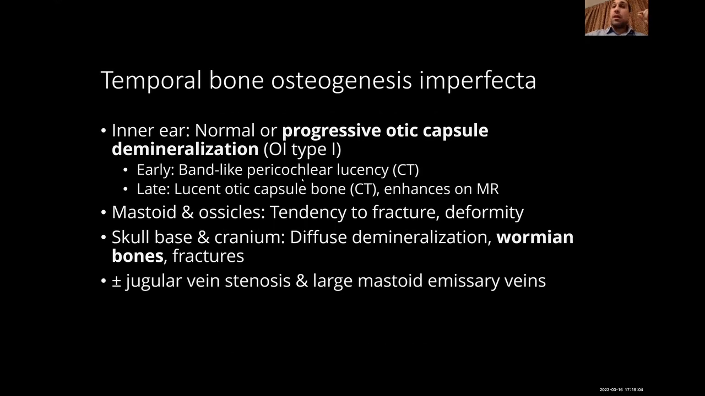And this is one of the problems, the hearing loss of osteogenesis imperfecta. And the reasons: inner ear, it is normal progressive otic capsule demineralization, early band-like pericochlear lucency, and delayed lucent otic capsule bone, and which enhance on MRI. The ossicles and the mastoid air cells, there are tendencies to fracture because of fragile bones. The skull base, the cranium, diffuse demineralization, Wormian bones in the skull, the fracture, jugular vein stenosis, large mastoid emissary veins. This is not important for our topic.